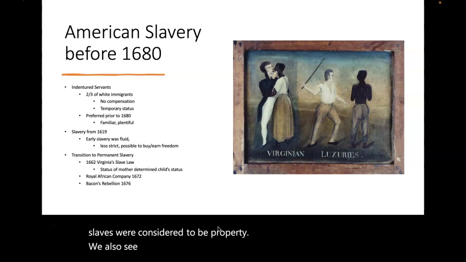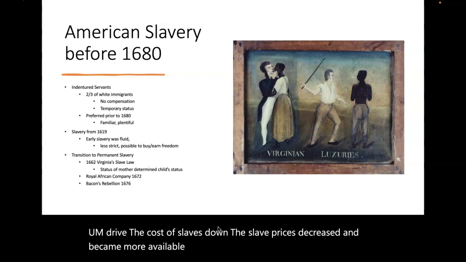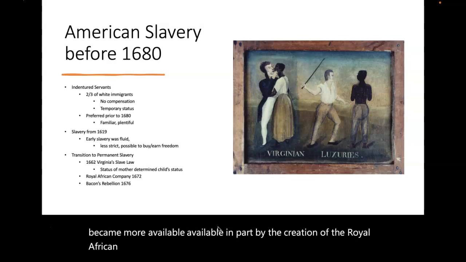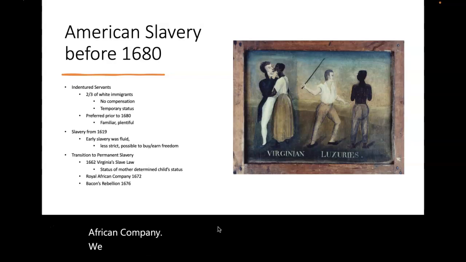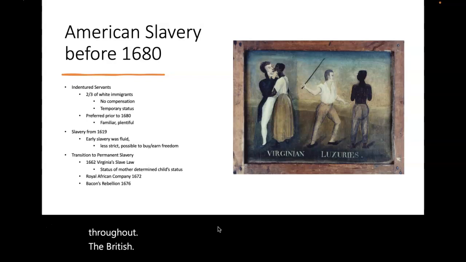We also see in 1672 the Royal African Company come to drive the cost of slaves down. The slave prices decreased and became more available in part by the creation of the Royal African Company. We also see around this time fewer white indentured servants coming to the Americas as there was more stability throughout the British Empire.